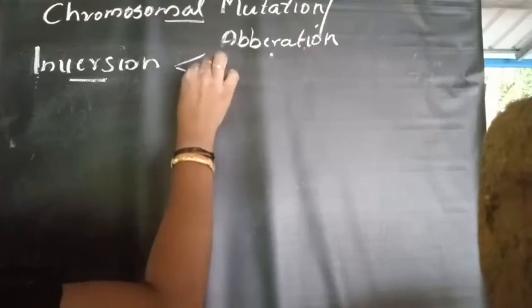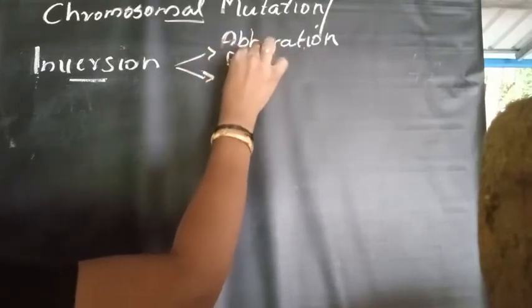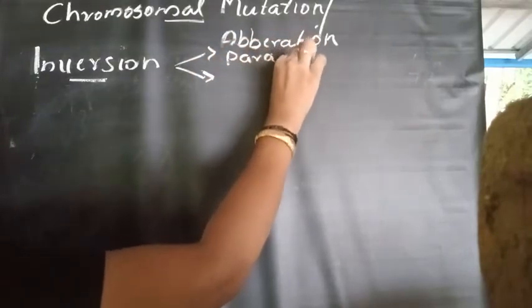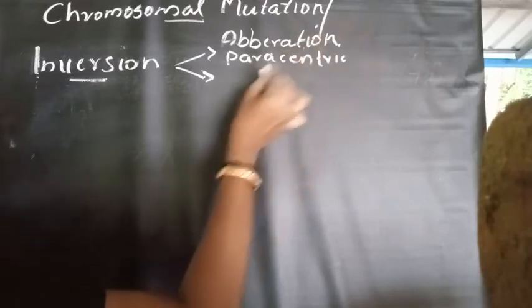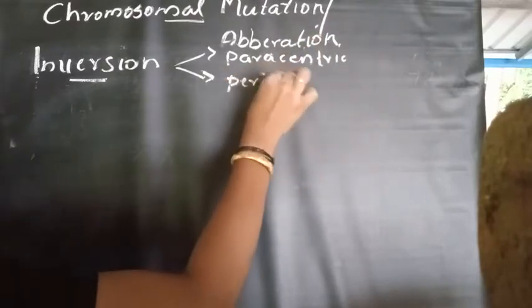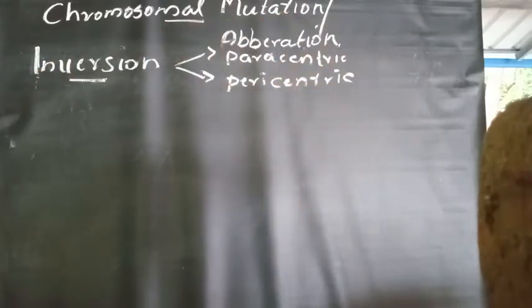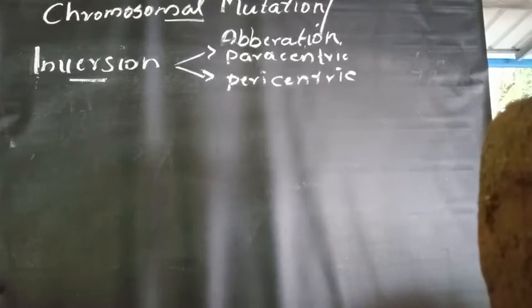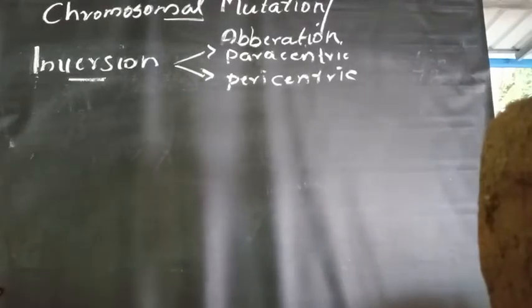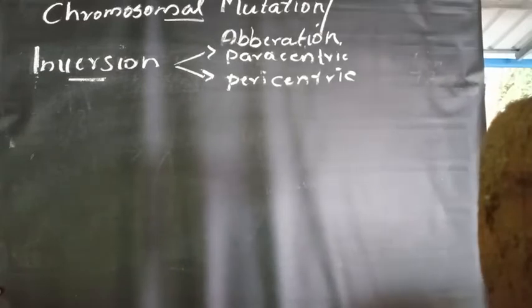Inversions are of two types: paracentric inversion and pericentric inversion. So what is paracentric inversion? Inversion occurs only in one arm, and the inverted segment does not include a centromere.